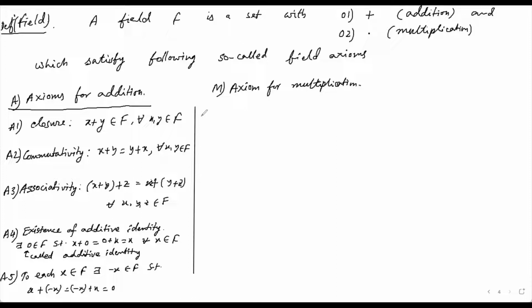So, axioms for multiplication. Here also we have five axioms for multiplication. First one, M1, is also called closure. x times y belongs to F for all x, y belongs to F. So multiplication is closed, that is, F is closed under multiplication. For every x, y in F, x times y is in F.